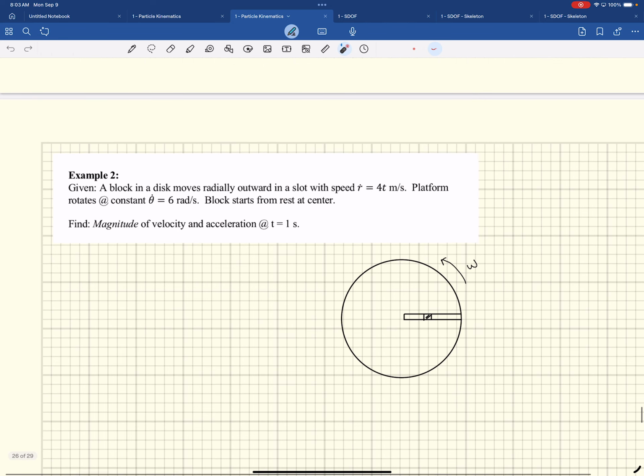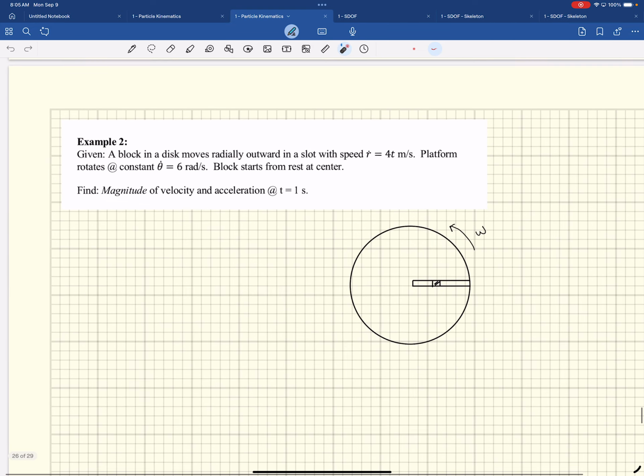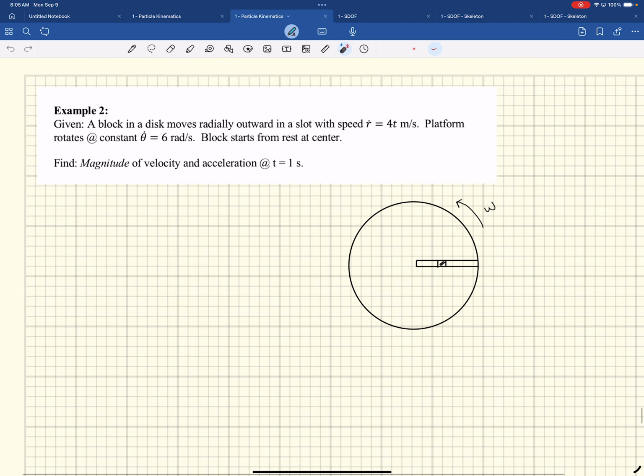All right, let me get to my notes here. Okay, so let's do this problem, the first problem here. A block in a disk moves radially outward in a slot with a speed of r dot equal to 4t meters per second. The platform rotates at a constant theta dot equal to 6 radians per second, so it's a constant omega. The block starts from rest at the center. So there's this block, and that block can move back and forth inside that slot, and they tell us some things about its velocity inside that slot. And it starts out at 0.